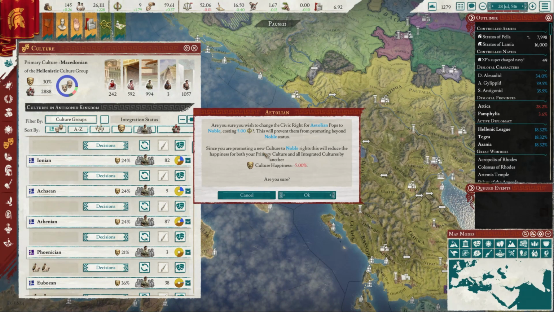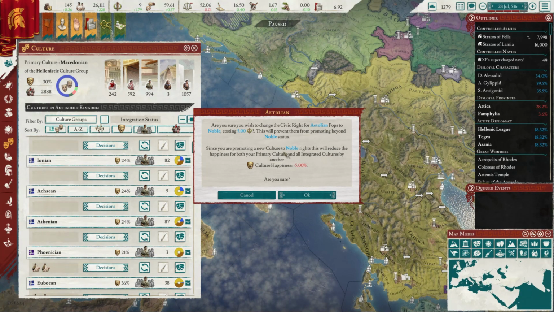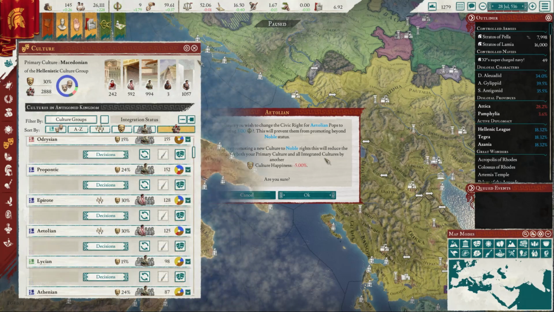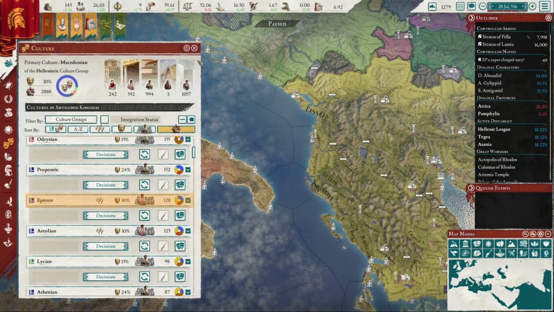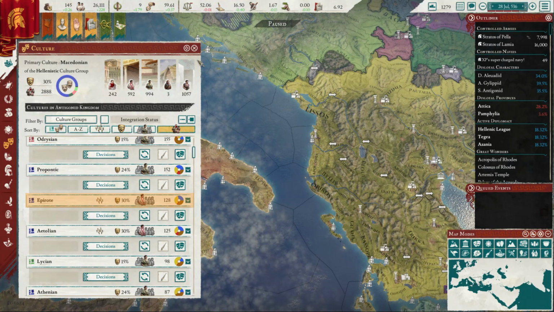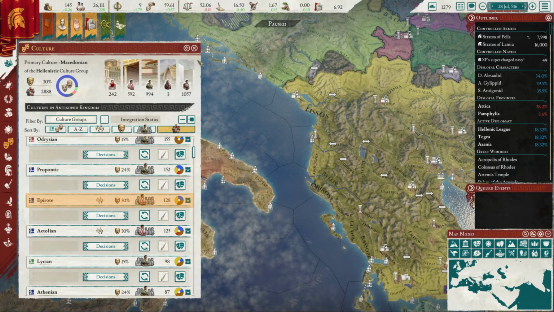What you are essentially doing by setting a civic right is authorising pops of a certain culture to promote up to the specified civic right. For example, in this case my Epirote pops have been set to citizen civic rights. This means that pops present in my realm that belong to the Epirote culture will be allowed to promote up to citizens. They will not be allowed to go beyond that threshold.